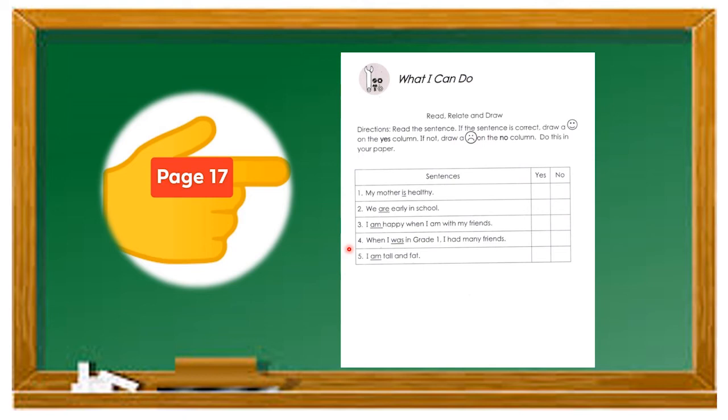Number 4. When I was in grade 1, I had many friends. Is this correct? Yes or no? Number 5. I am tall and fat. Is this correct? Yes or no?